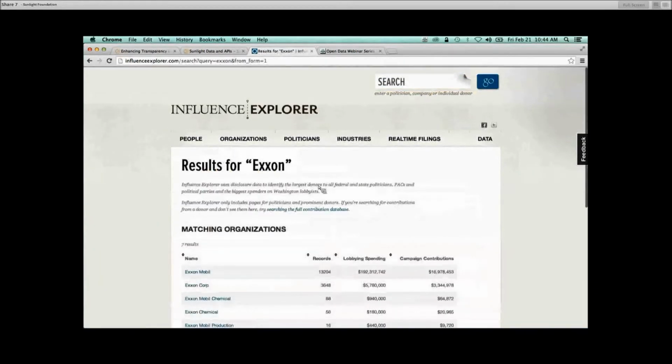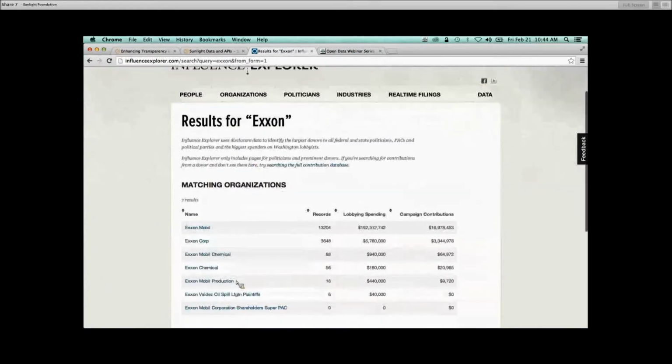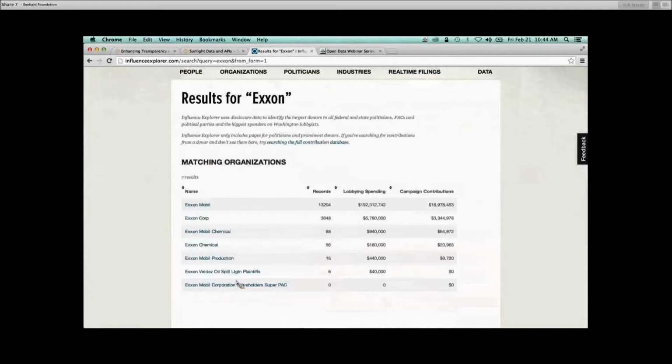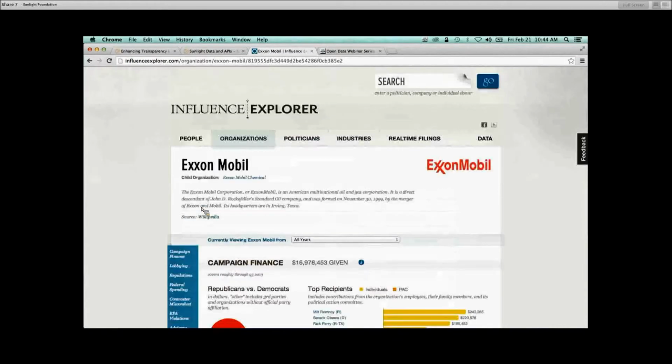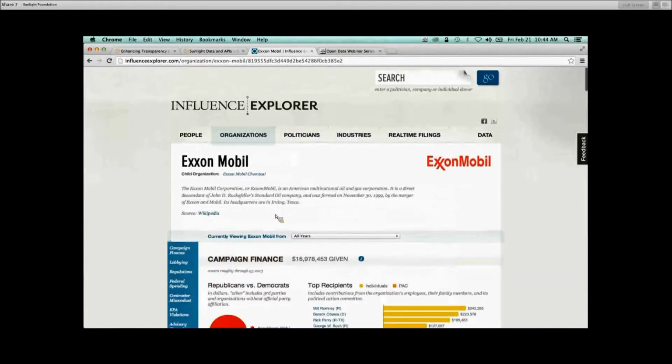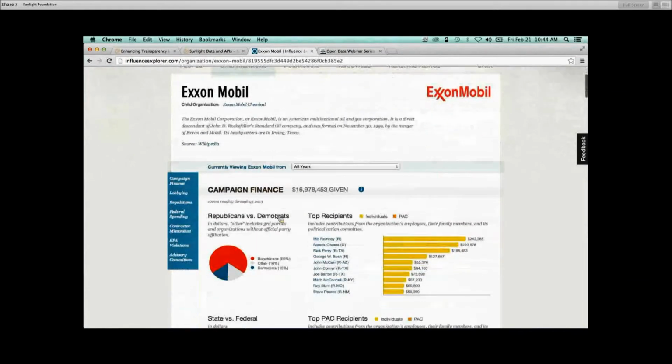There are a number of different entities that populate, and that's because oftentimes large companies can file under different names and entities. So we're looking for ExxonMobil here. And what you can see is we have a number of different data sets available. Here we start with the campaign finance, and you can see we're looking at all years.